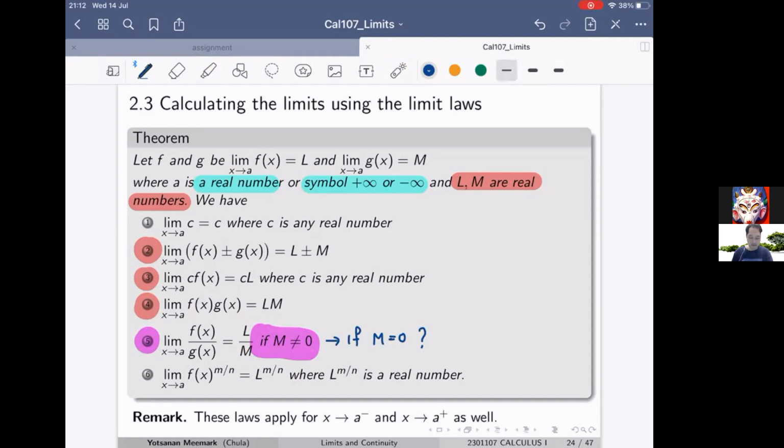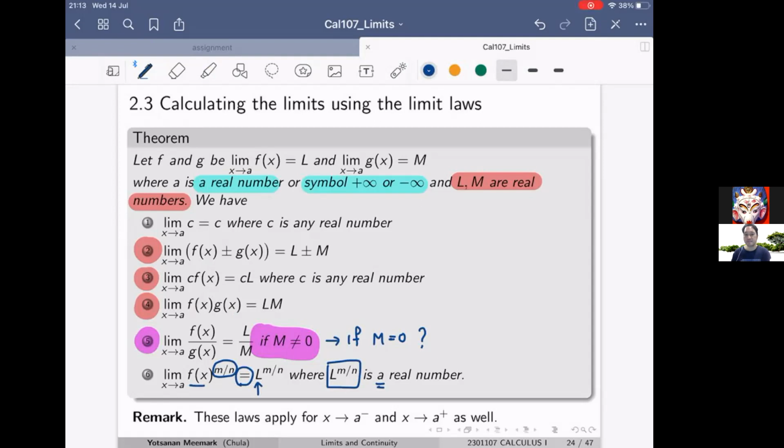And if you have f of x raised to the power m over n, okay, and your function has a limit as your x goes to a equal to L, it looks like the limit goes inside that power, that exponent, okay. So it becomes L raised to the power m over n. However, this L raised to the power m over n must be a real number, okay, in order to make this equation valid, okay. So what is the first item that I just skipped?